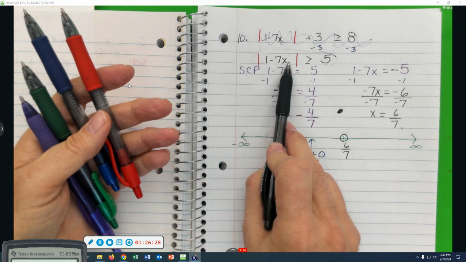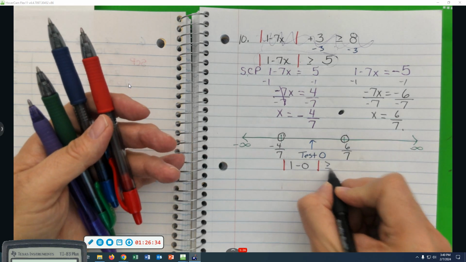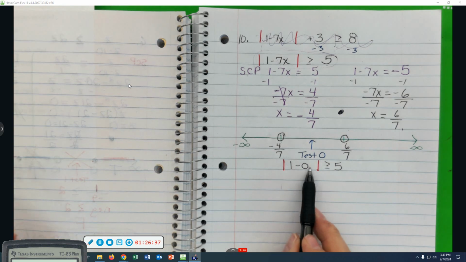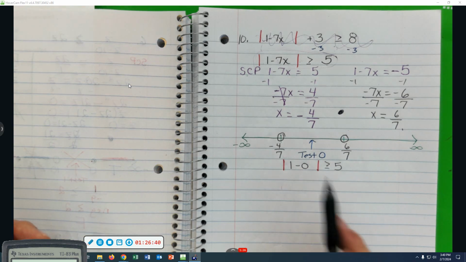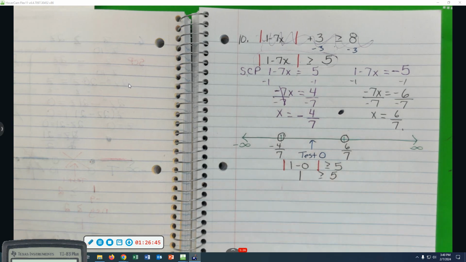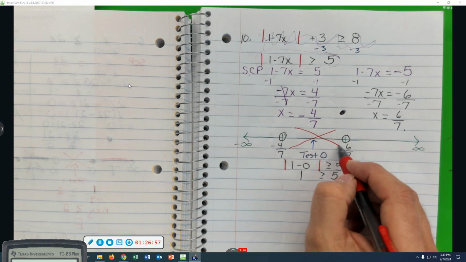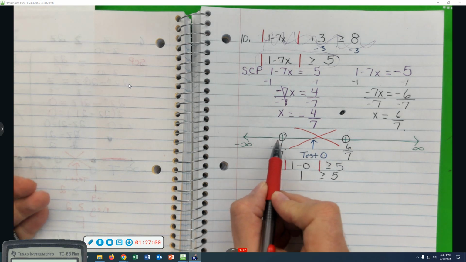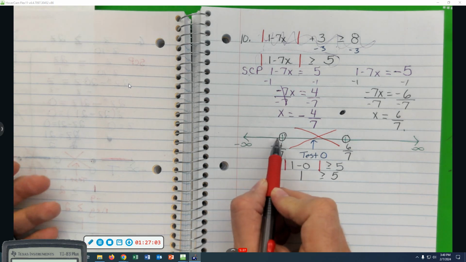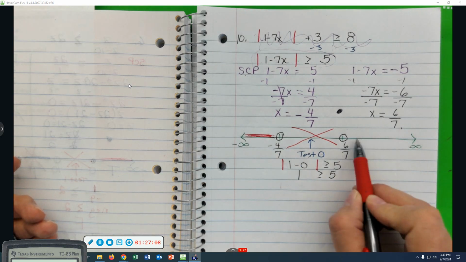So 7 times 0 is just 0, so we have a 1 minus 0 on the inside there. It's greater than or equal to 5. 1 minus 0 is 1. The absolute value of 1 is just 1. So we have 1 is greater than or equal to 5. True or false? That's false. Don't help me. Let me see if I can do this correctly without messing up. That means cross this one out. And tell me, am I right? I'm going to shade this one. Yeah, y'all help me so I don't mess up. And I'm going to shade this one over here, right? Okay, good.